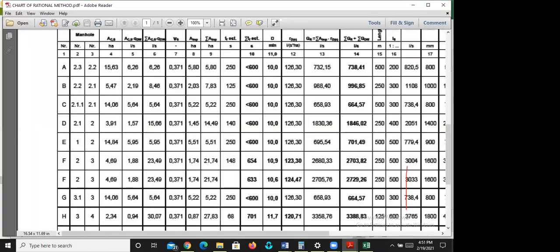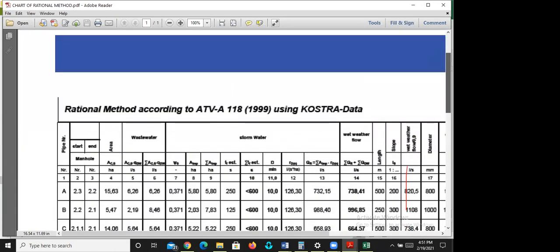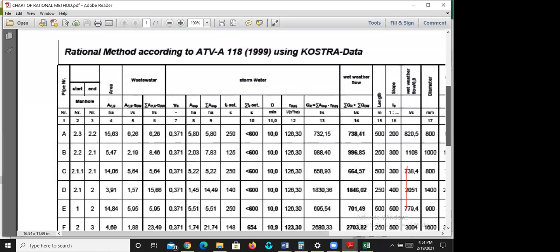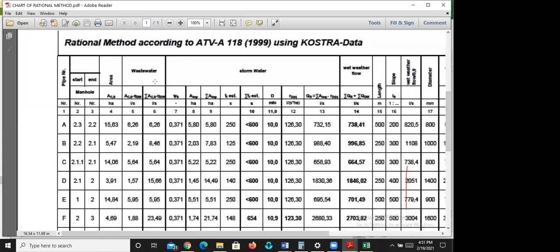So what we have done so far, we have done up to this point. Here you have wastewater. So we are done with wastewater. We're going to do stormwater now. We're entering stormwater now. So the next thing we introduce will be the coefficient of runoff.